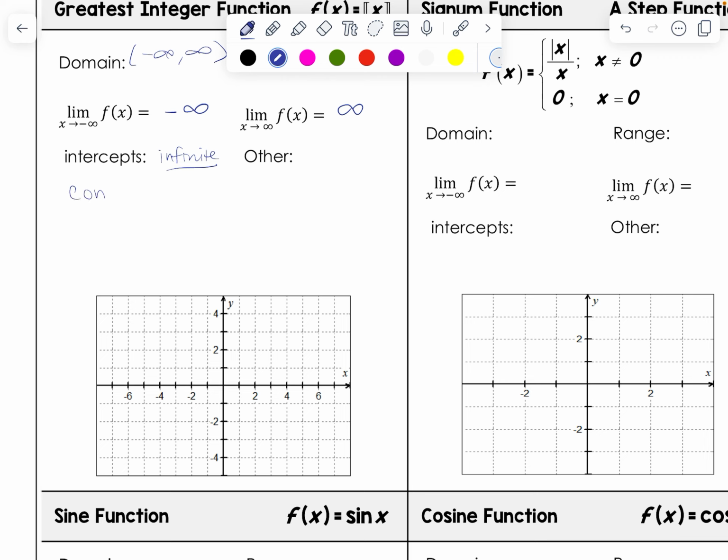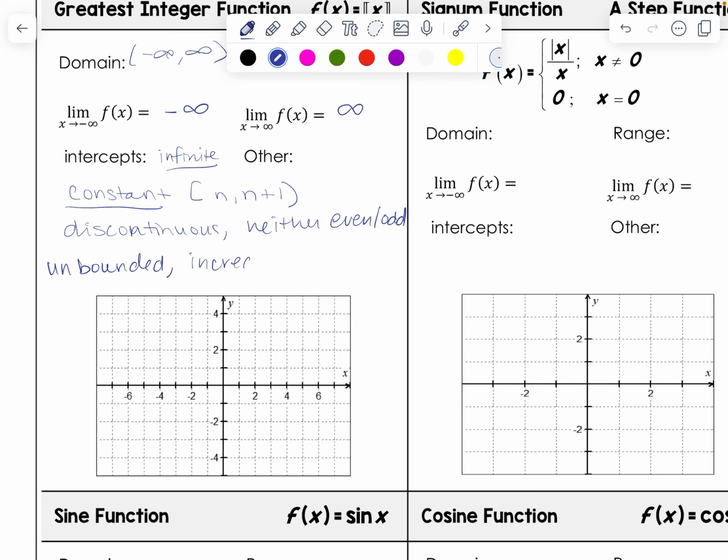We have constant values of n, n plus 1, where it's a constant function. It's discontinuous, and it's neither even nor odd. It's unbounded, and it increases only on integer values.